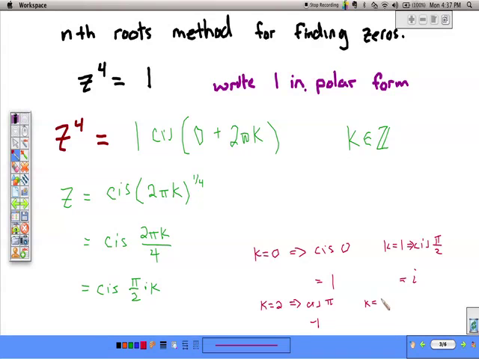k equals 3. We're looking at cosine 3 pi over 2 plus i sine 3 pi over 2, and that's equal to -i. And for 4 pi over 2, that's the same as 2 pi, so k equals 4 brings me back to k equals 0, the same thing. And we're going to go through this process again. So the fourth roots of 1 are 1, i, -1, and -i.